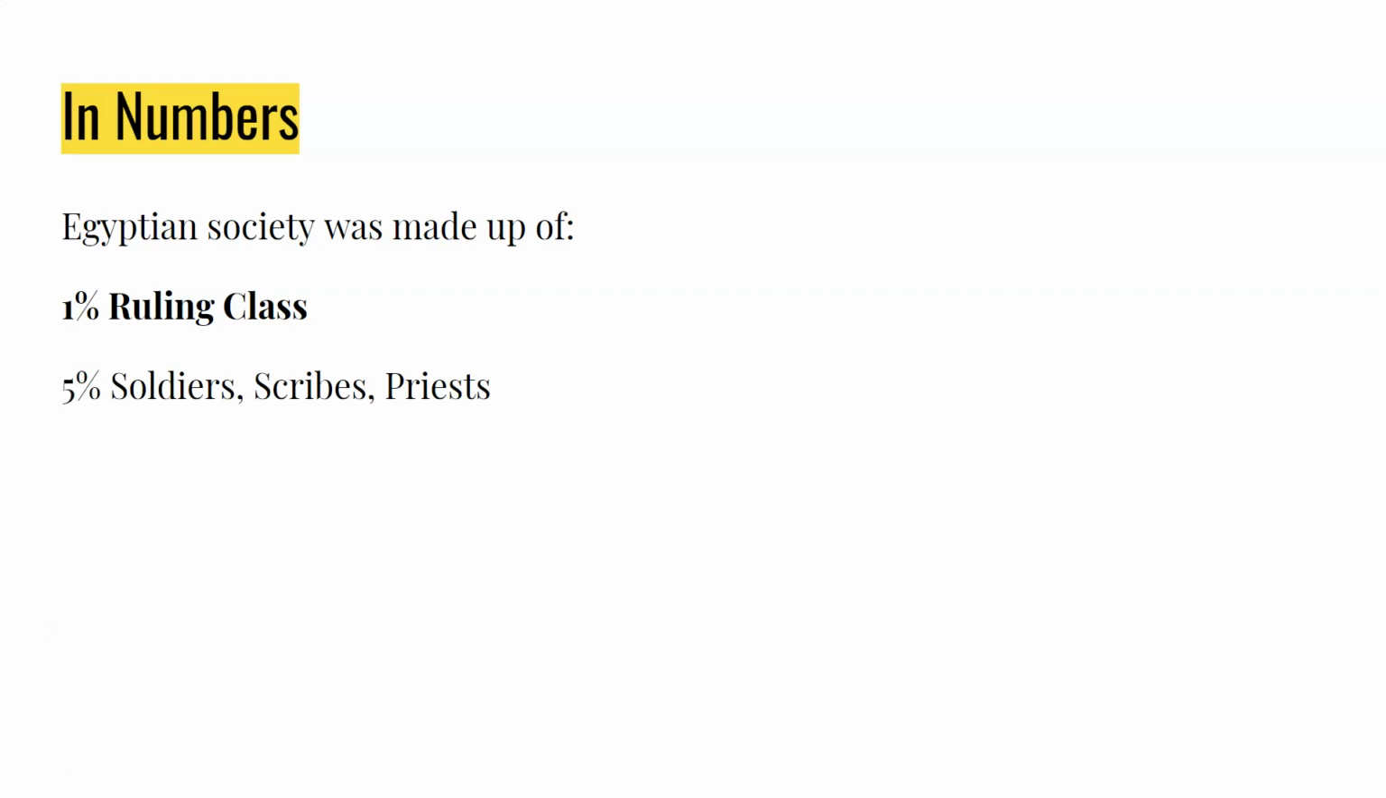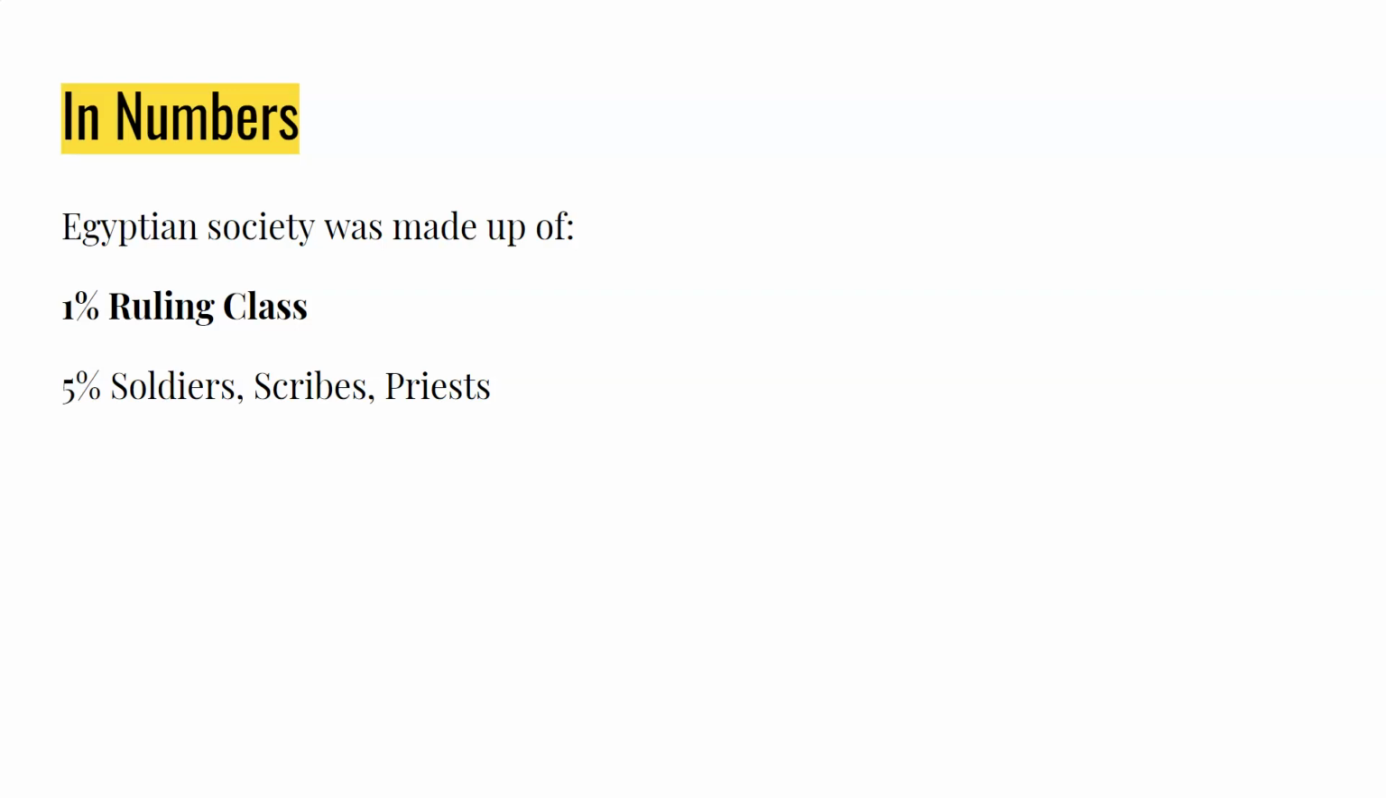Then you have about 5% of the population who were soldiers, scribes, and priests, which means people who fight, people who can write things down, and people who pray and organize prayer. And they were all pretty equally important. They basically made Egypt what it was. The soldiers did the conquering.